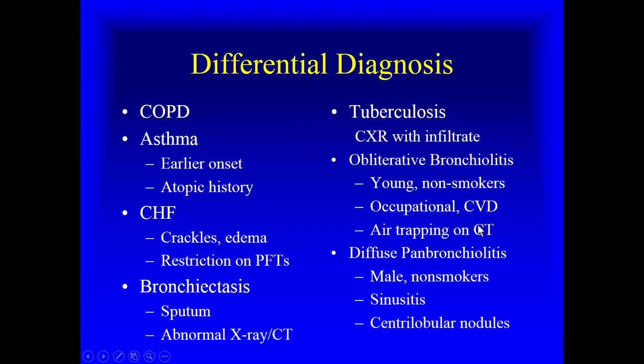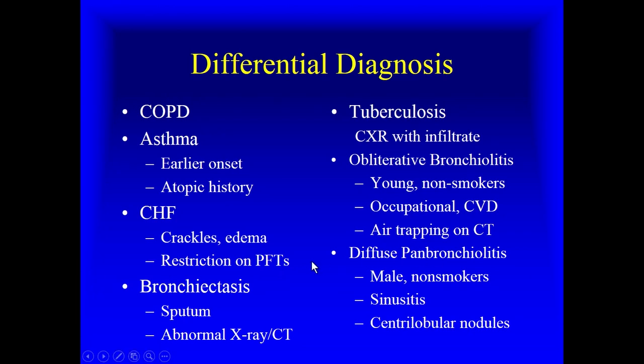COPD has a differential diagnosis. Like any disease in medicine, most commonly the differential diagnosis for COPD includes asthma. We expect asthma to have an earlier onset, usually in childhood, and patients frequently have a history of atopy, such as hay fever, allergies, or eczema.